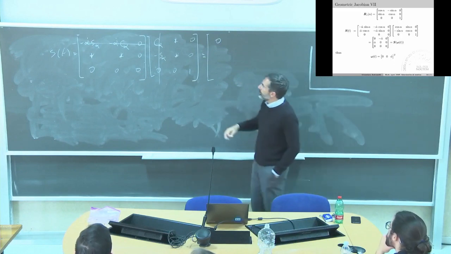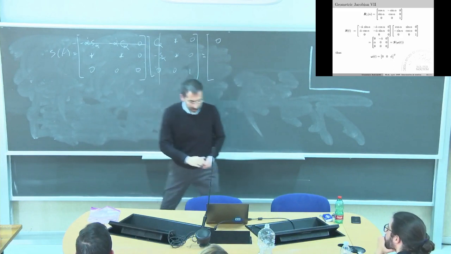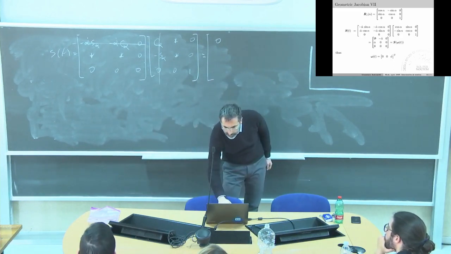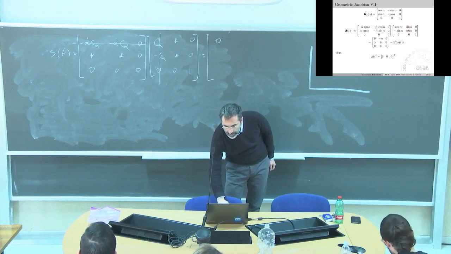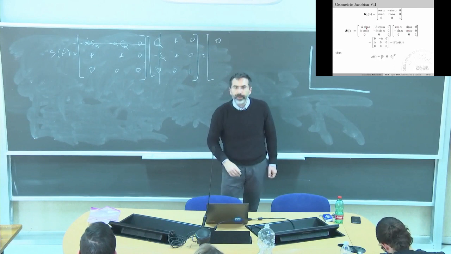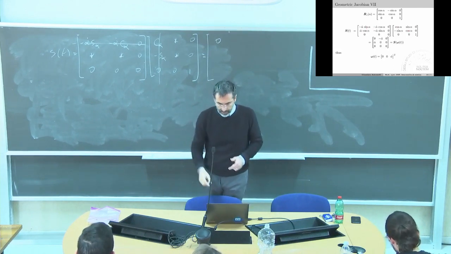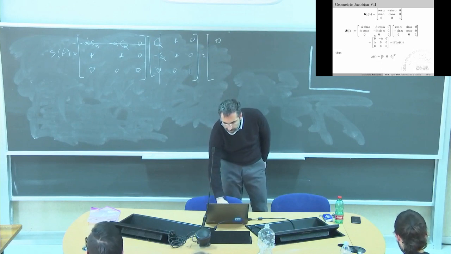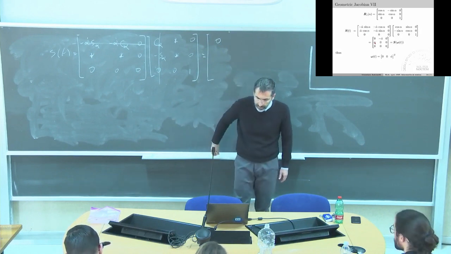Then, well, the second would have been more interesting. The second one, this element here, is the first line multiplied by the second column. And then here I have sine squared plus cosine squared, which is equal to 1. So the result is here minus alpha dot. Here there is alpha dot because it's anti-symmetric. The result should be anti-symmetric, okay?